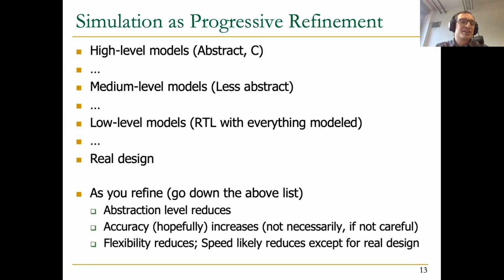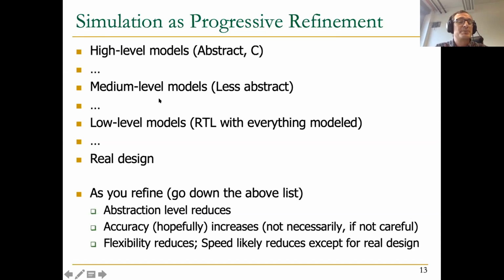You've designed a very flexible simulator to actually do the design space exploration. But as you progressively go down, real design is not flexible anymore. Well, unless it's an FPGA, which is a different kind of flexibility, okay? And speed likely reduces except for real design. So clearly your speed is fast here. As you add more modeling to your simulator, it becomes slower.